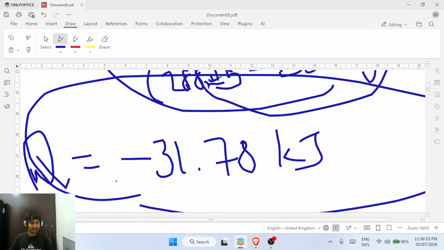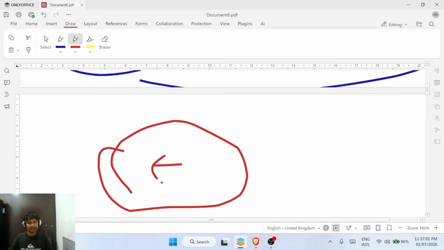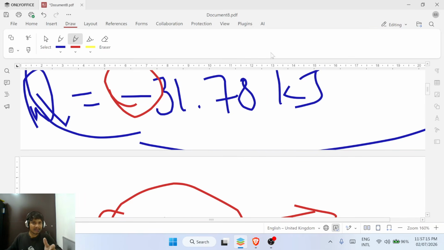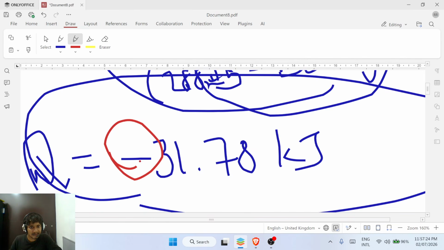Here, don't forget the minus. What is the meaning of minus? Assume that this is the container or system which holds a gas. Now the heat was transferred to the surrounding or environment, heat loss. Heat transferred to the outside. They also asked in the question about heat transferred. That is the meaning. Now we have gotten the minus. Therefore, our answer is correct.